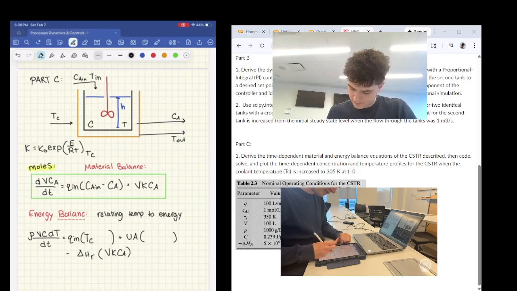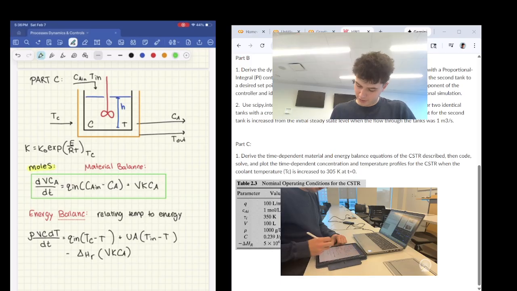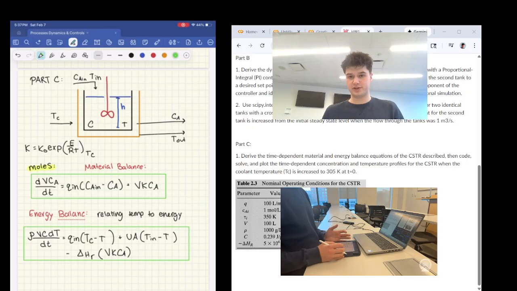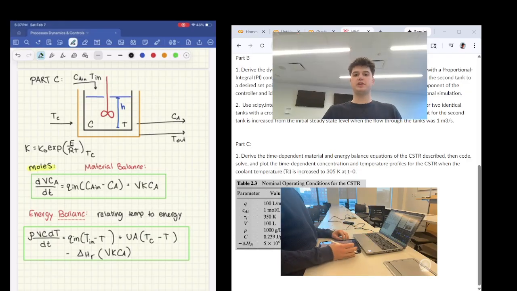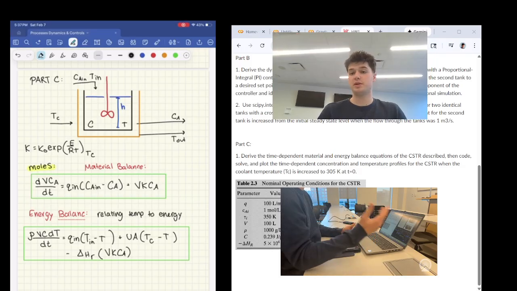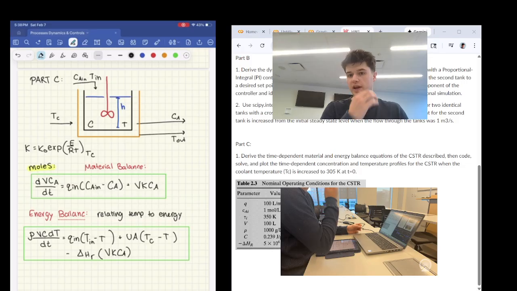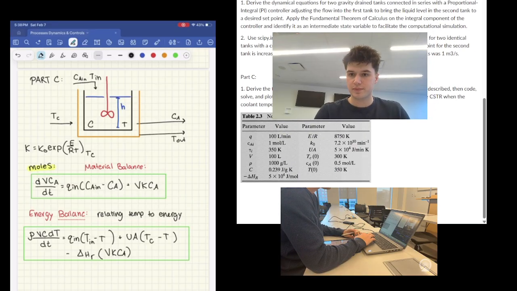T, C minus T, T, N minus T. Now we have our energy balance and we have our material balance. So now that we've successfully derived our two material and energy balance equations, we will be able to move into Google Colaboratory, in which we will take both of these equations and substitute them in using NumPy and other arithmetic libraries that we can put into Google Colaboratory.